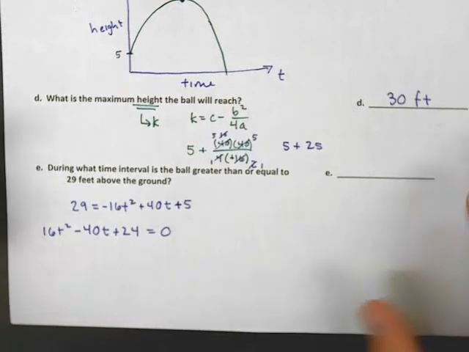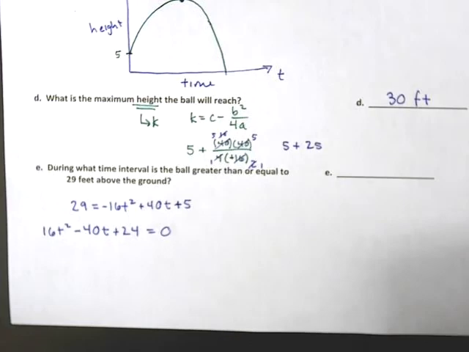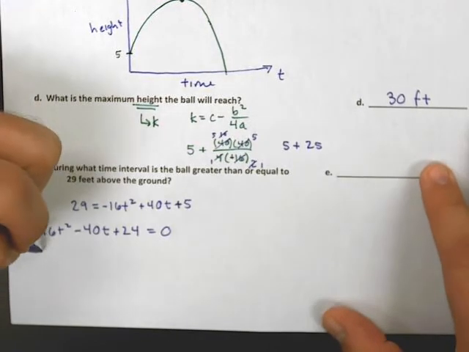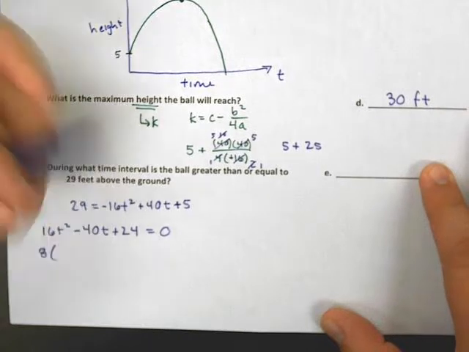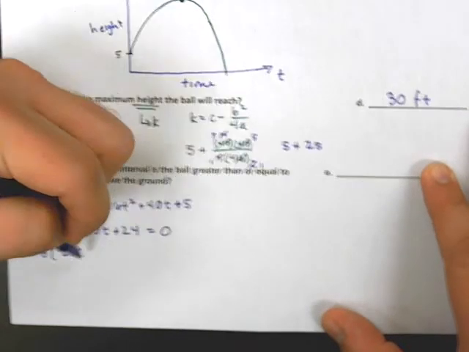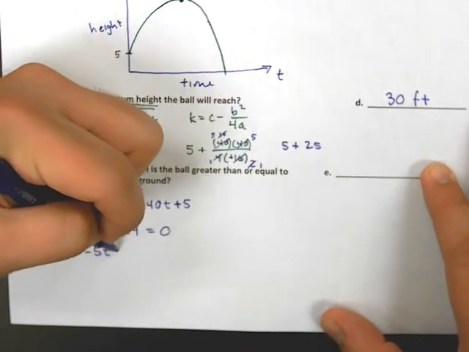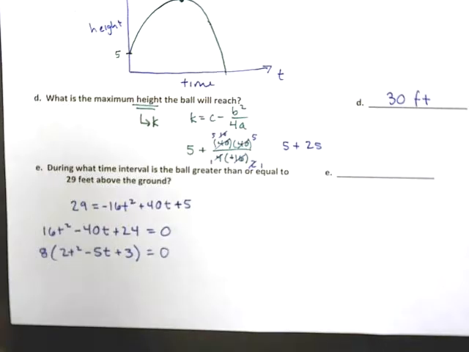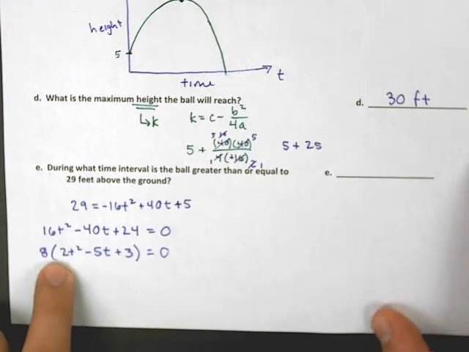Make it easier on yourself. This looks really hard to factor right now. Take out a GCF. I see an 8, an 8, an 8. So let's take out an 8, which leaves me with 2t squared minus 5t plus 3. This is so much more manageable. If you need to, you can absolutely factor this by grouping. I know that's how we did a lot of these.